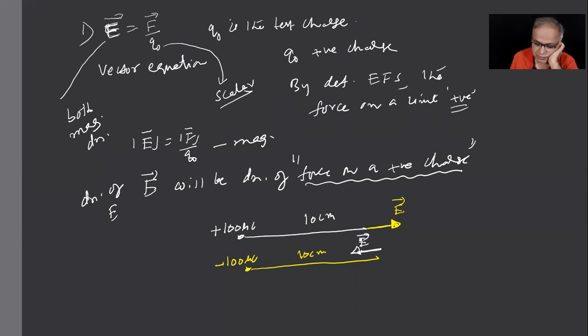What it means is, supposing I had placed the plus 1 coulomb charge here, what would be the direction of force on plus 1 because of this? That will be a repulsive force. So E is that way. In a similar way, supposing I had placed a plus 1 coulomb charge here, what is the direction of force on plus 1 because of minus 100? That's attractive. So the summary will be this.